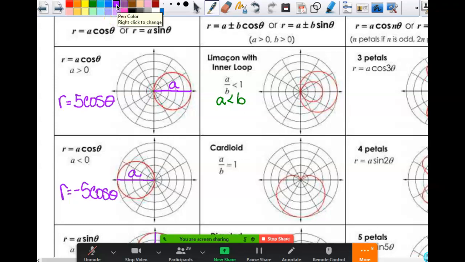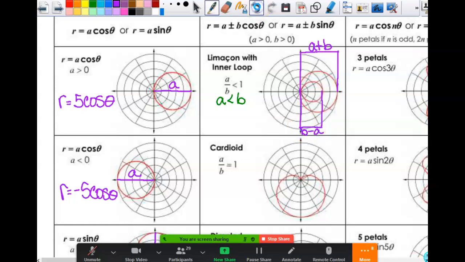So here's how we use the A and B to come up with what our R values are here. So from the pole to the very outside, the biggest R value we can have, we figure that out, that's A plus B. To figure out the maximum R value for the inner loop, this is going to be B minus A.